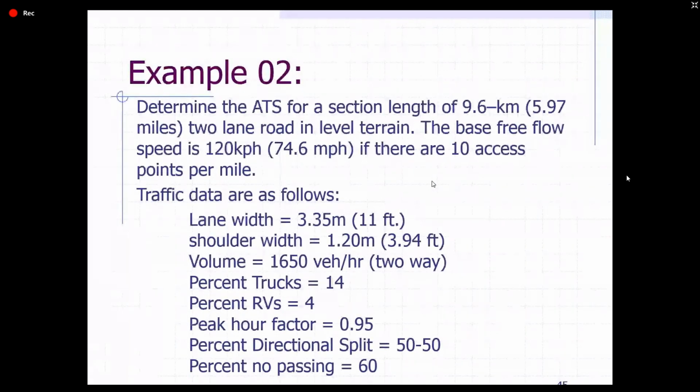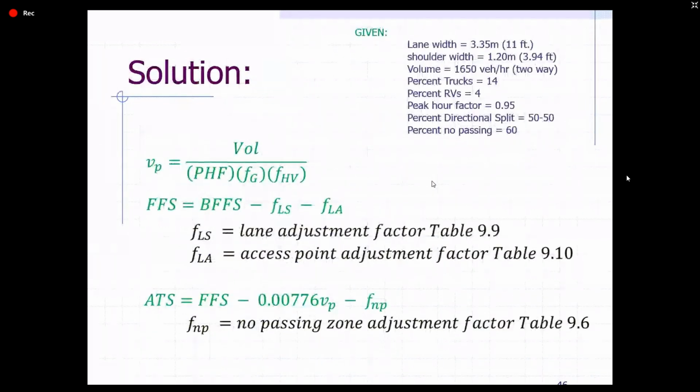Pag no passing zone, this is again in percent. 50% of your 9.6 kilometers, hindi pwedeng mag-overtake. Okay? So, mga ganun. Yung given, nilagay ko na lang sa taas. So, since we are looking for your average travel speed, ito yung mga formulas that are relevant.